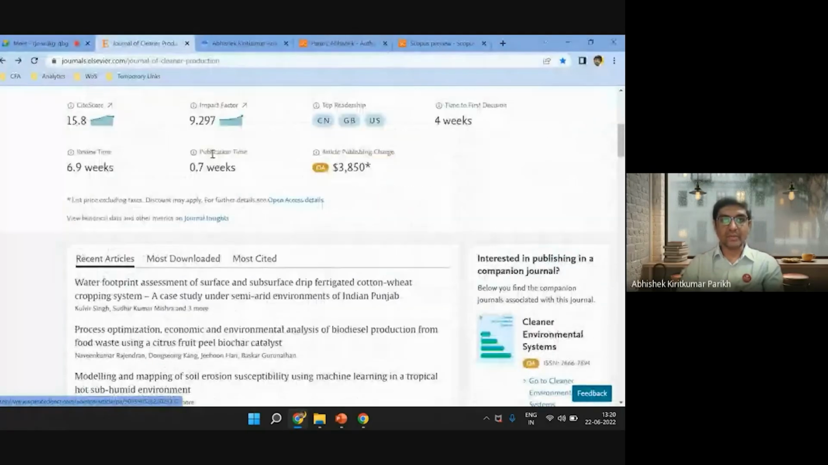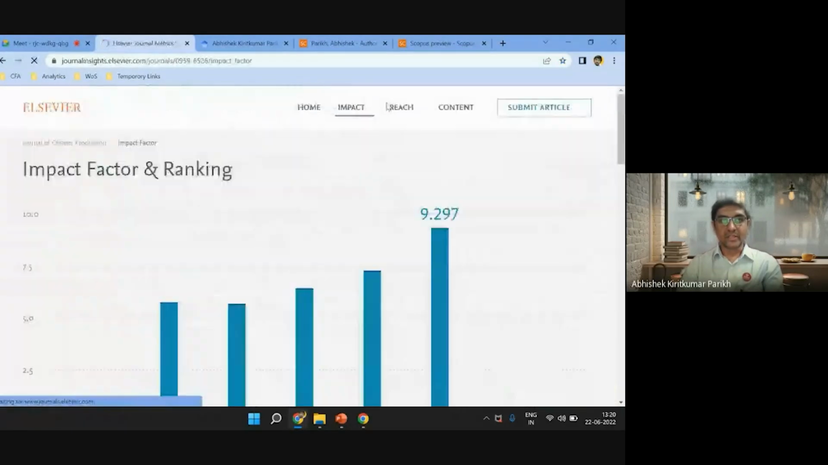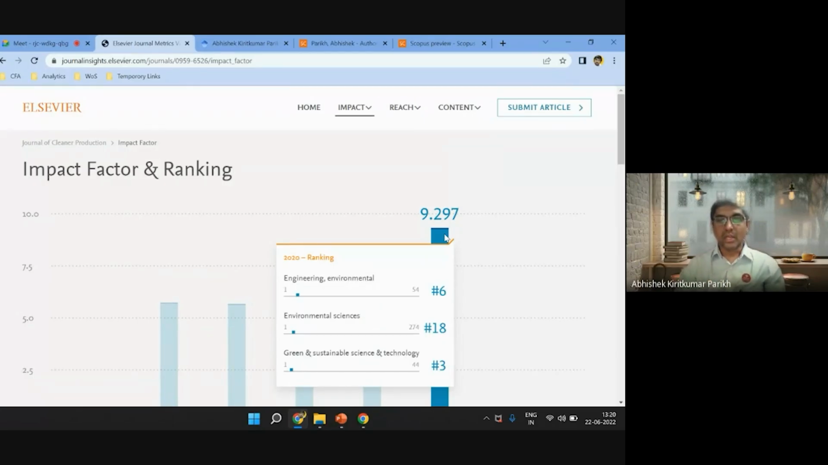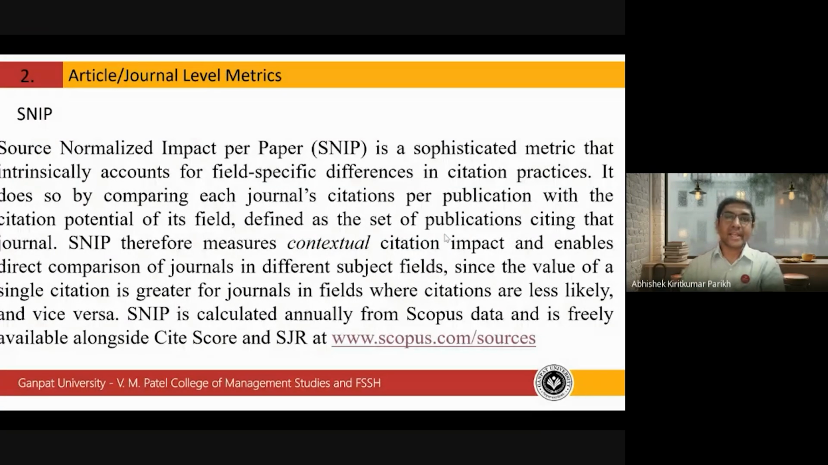So let's say, for example, when I'm clicking here, it is giving me 9.297 as a total, which includes the citations in engineering and environment, environmental science, and green and sustainable science technology also. Now we'll consider the environmental science, that is 274 citations only, to calculate the impact factor, then that will be considered to be a SNIP. Now is it clear to all? It is very contextual citation.